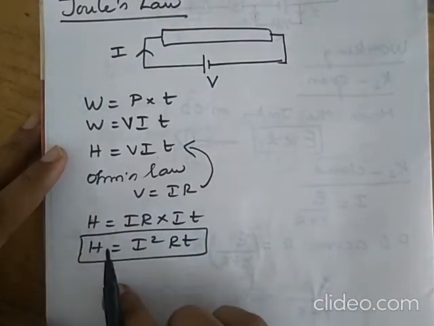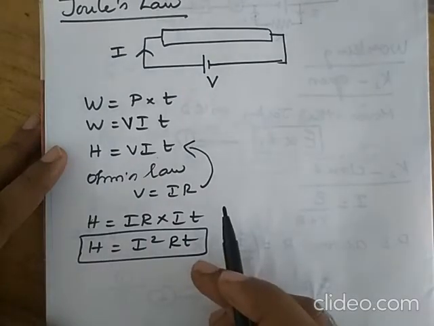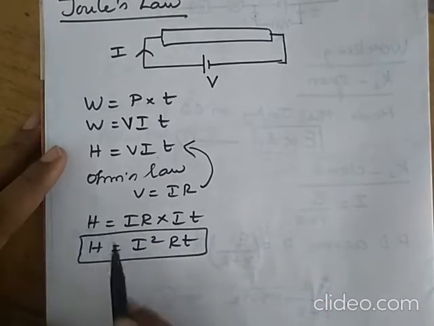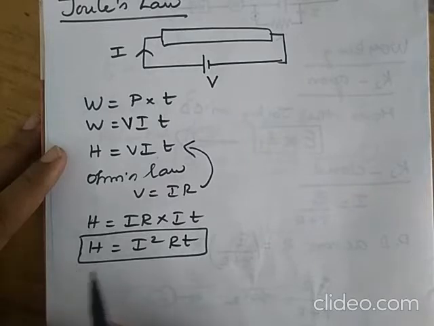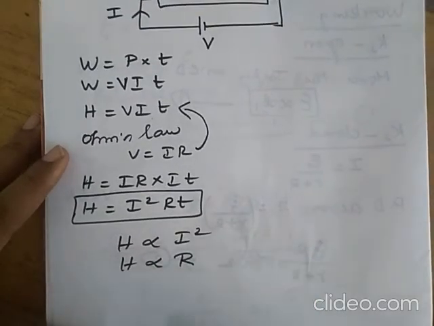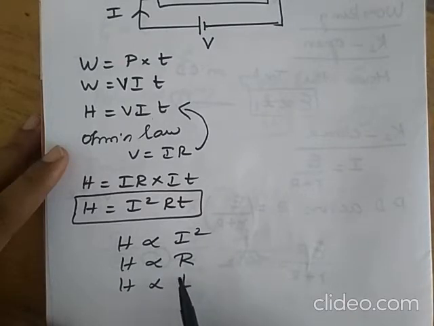Joule's law implies that the heat developed in an electrical circuit when the current flows through a conductor varies directly as the square of the current, directly as the resistance of the conductor, and directly as the time of passage of the current.